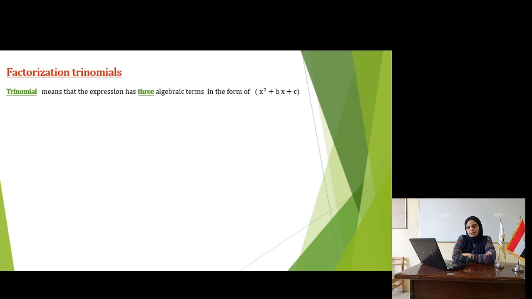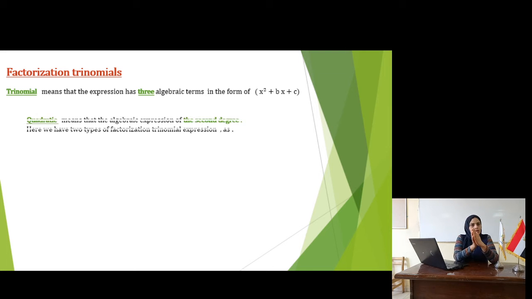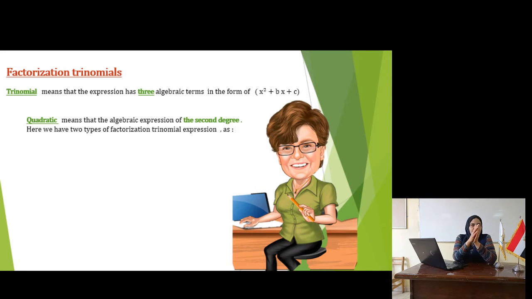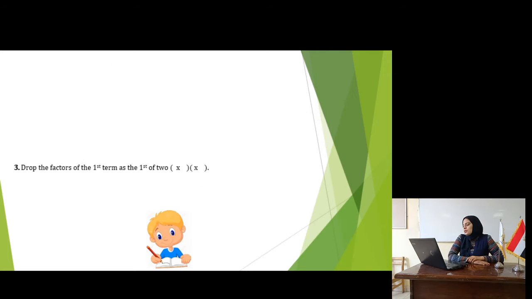Factorization of a trinomial. Trinomial means the expression has three algebraic terms, in the form of x power 2 plus bx plus c. Here we have two types of the quadratic trinomial. One of them is in the form of ax power 2 plus bx plus c, where a equals 1. That means the coefficient of x power 2 equals 1. And the second type is ax power 2 plus bx plus c, such that a does not equal 1, the coefficient of x power 2 does not equal 1. Today we will study the first type.